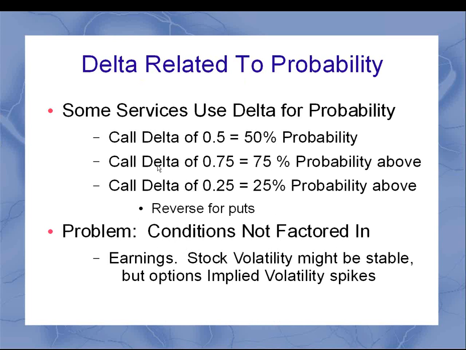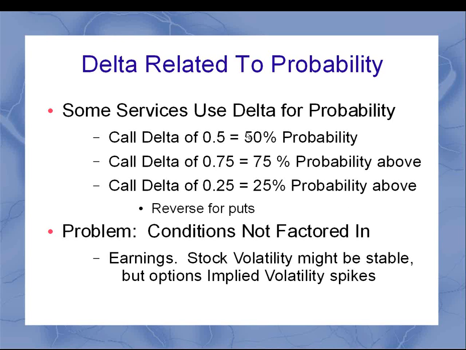Related to probability, it's the same thing. Some services will use the delta for probability. So if you have a call delta right at the money, a call delta of 0.5, you'll see a 50% probability of assignment. And of course, you go deeper in the money and you have a call delta of 0.75, you may see a probability of 75% above the strike price for assignment purposes. And then out of the money, you get a lower delta, maybe a 0.25, so you'd have a 25% probability above. It's the negative value, the reverse, for the put options.